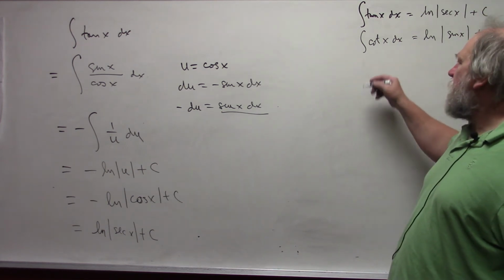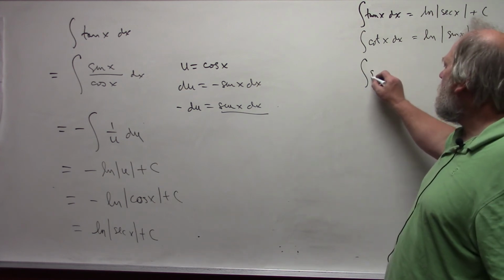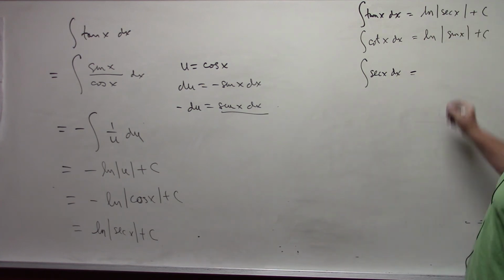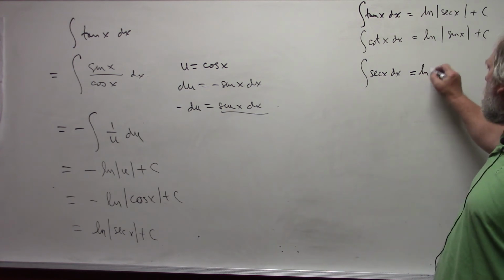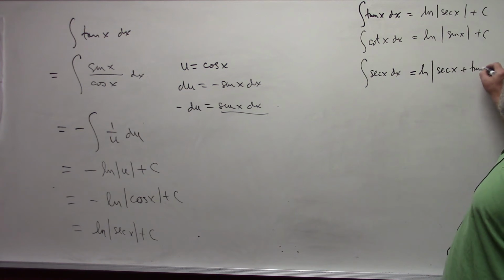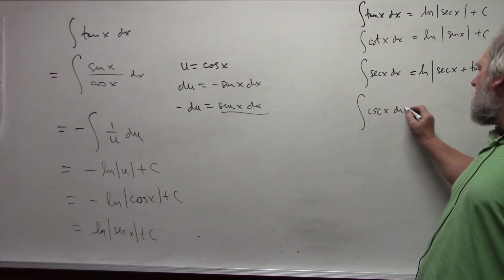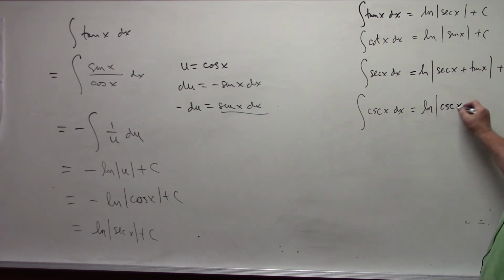We can also, using this same process, get the integral of secant of x, and that will come out to be, I'm not going to go through how this occurs, but just the final result, natural log absolute value of secant of x plus tangent of x plus c, and the integral of cosecant of x becomes natural log absolute value of cosecant of x minus cotangent of x plus c.